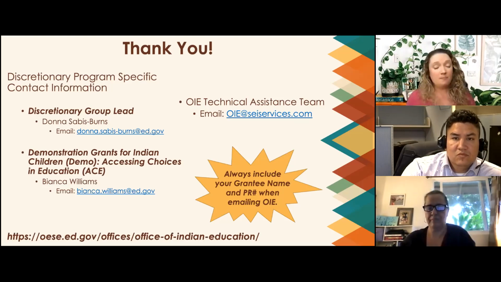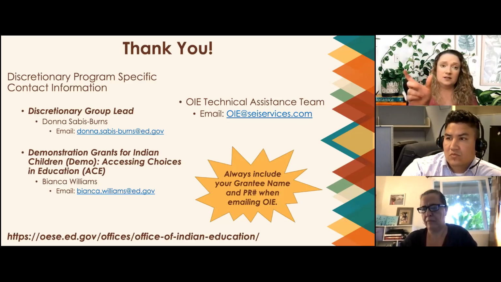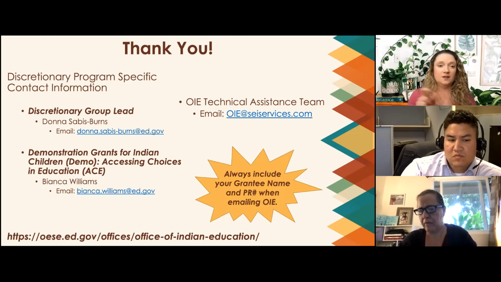Your PR number is that number that was awarded to your grant. It's on your GAN. If you pull your GAN down, you'll be able to see your PR number. It starts with an S and is a fairly long number. If you can't find it, you're not sure what it is, please reach out. So when we ask for your grantee name, we want that organization name. And when we ask for your PR number, we're looking for that S number. So just a helpful little tip so that you make sure that you are providing the info so that we can best get back to you on things.